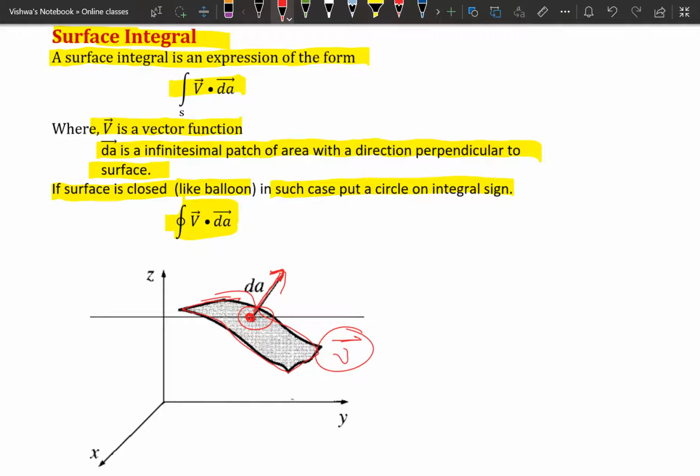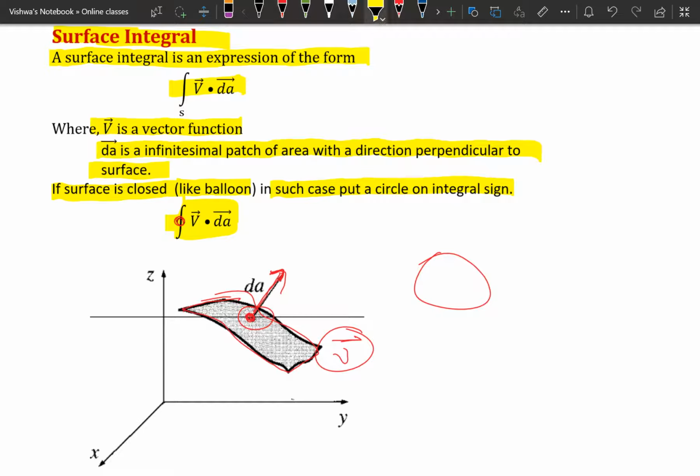Suppose it forms a closed surface, like a balloon or a sphere or a closed box. In such conditions I have to represent this surface integral by a circle on the integral sign. So this is the surface integral.